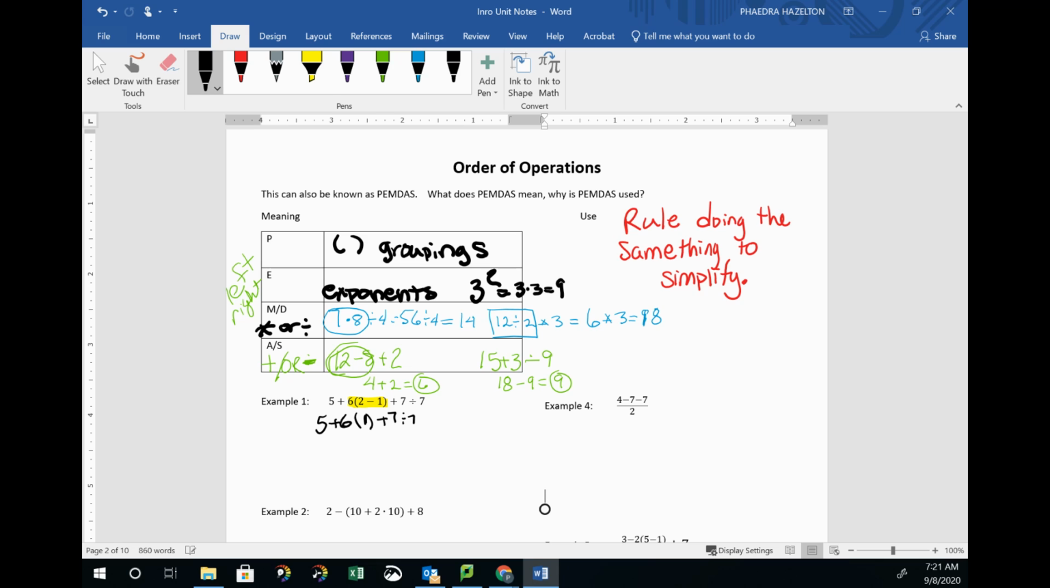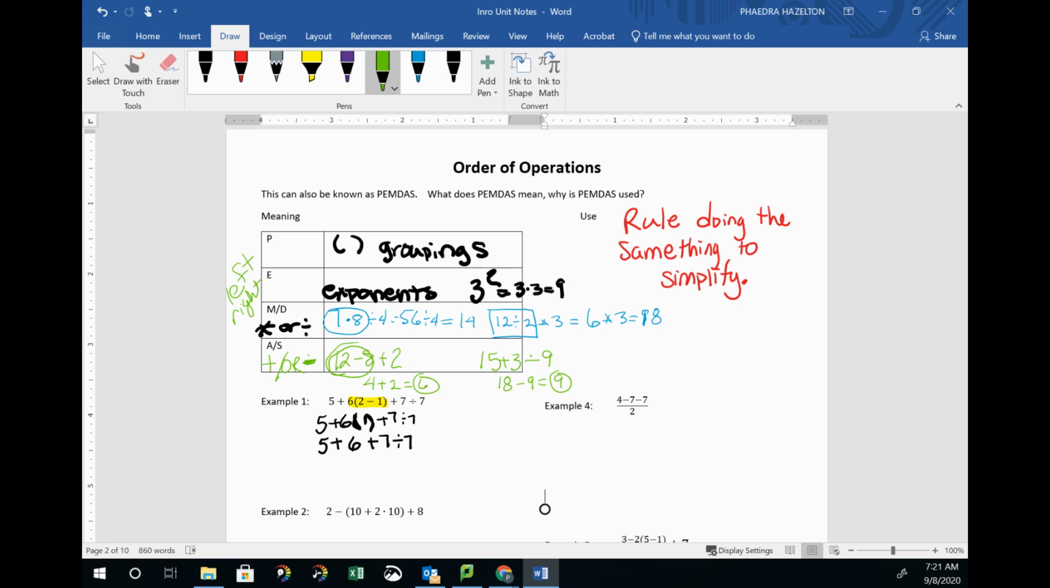So the next thing is, okay, there's no exponent, so I move on. And then the 6 and the 1 are stuck together. Because there's that little set of parentheses right here, you're going to multiply. So 6 times 1 is 6, plus 5 plus 7 divided by 7. Notice that I'm rewriting these all over every time.